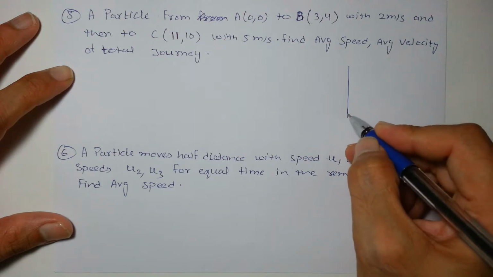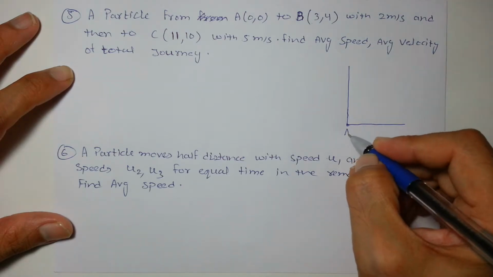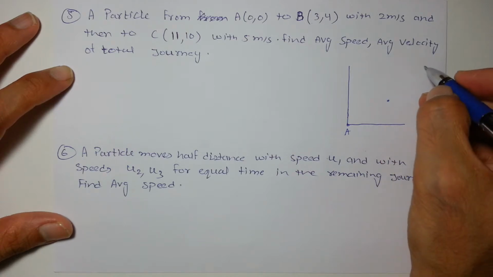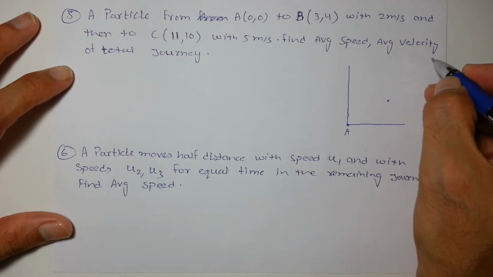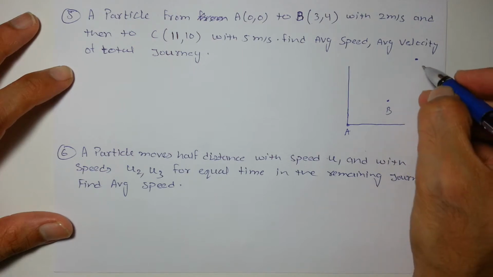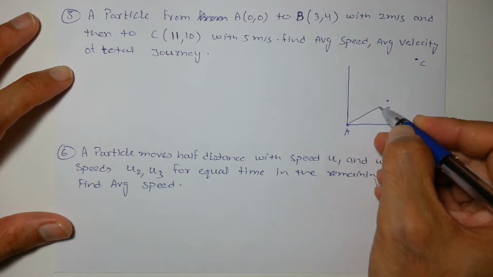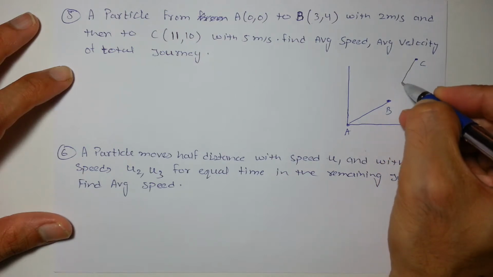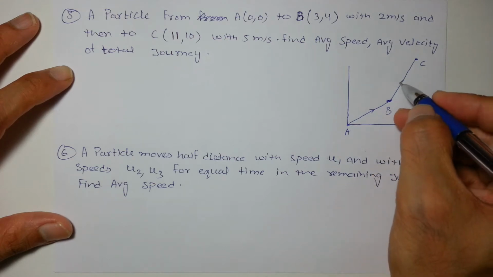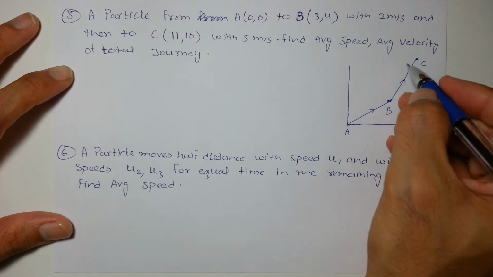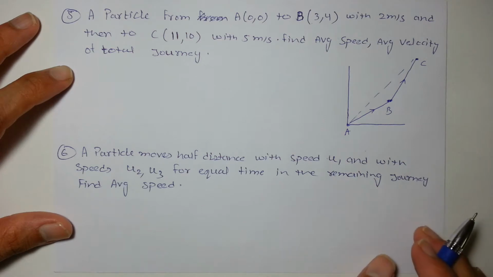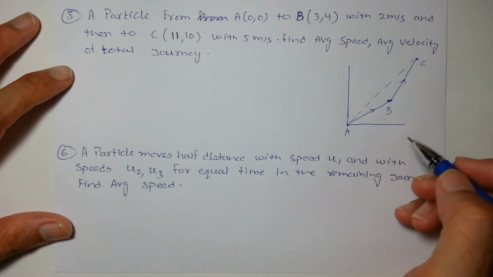Let's draw the diagram. This is A, origin. This is B, (3,4). And this is C, (11,10). The path is somewhat like this. The path AC is not a straight line via B, it is A to B and then B to C, but this will be the displacement. The dotted line will be the displacement. The actual path is AB and BC.